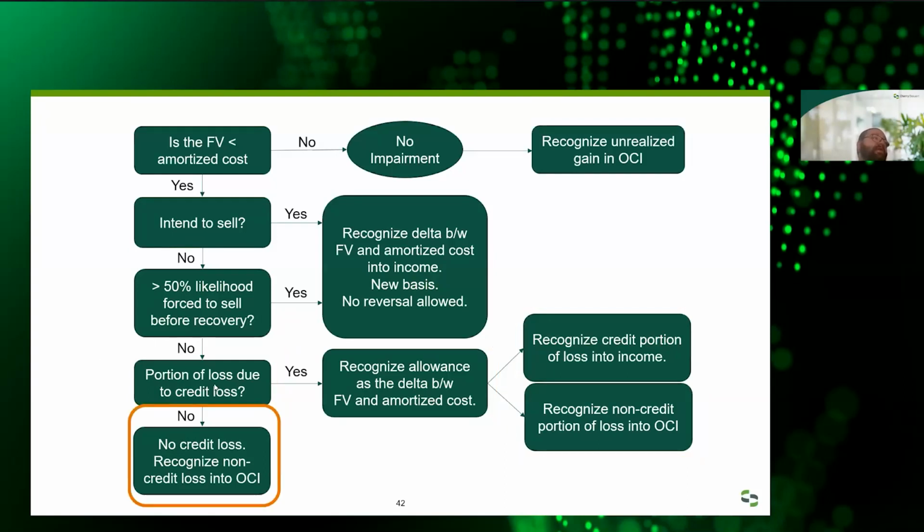And then lastly, if you say, look, I don't think any of this impairment is due to credit loss, then simply there is no credit loss, and any kind of impairment would be recognized through your OCI.